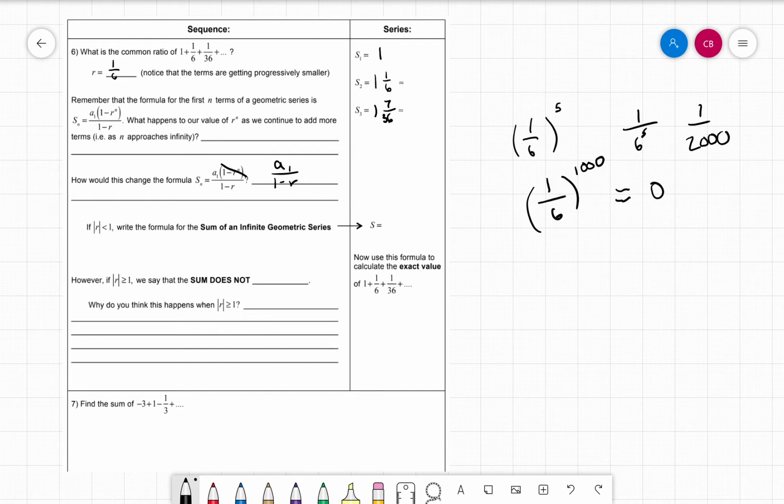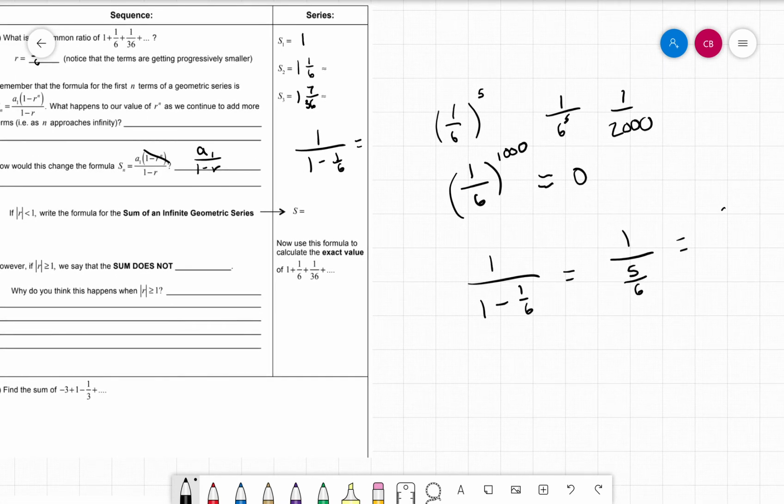Okay, so if we wanted to find the infinite sum of the series up above, we would simply do 1 divided by 1 minus 1/6. Let me write it down here. 1 minus 1/6 is 5/6, so we have 1 over 5/6, which is equal to 6 over 5, which is 1 and 1/5. That would be the sum if you added them all the way to infinity, the total for the whole thing.